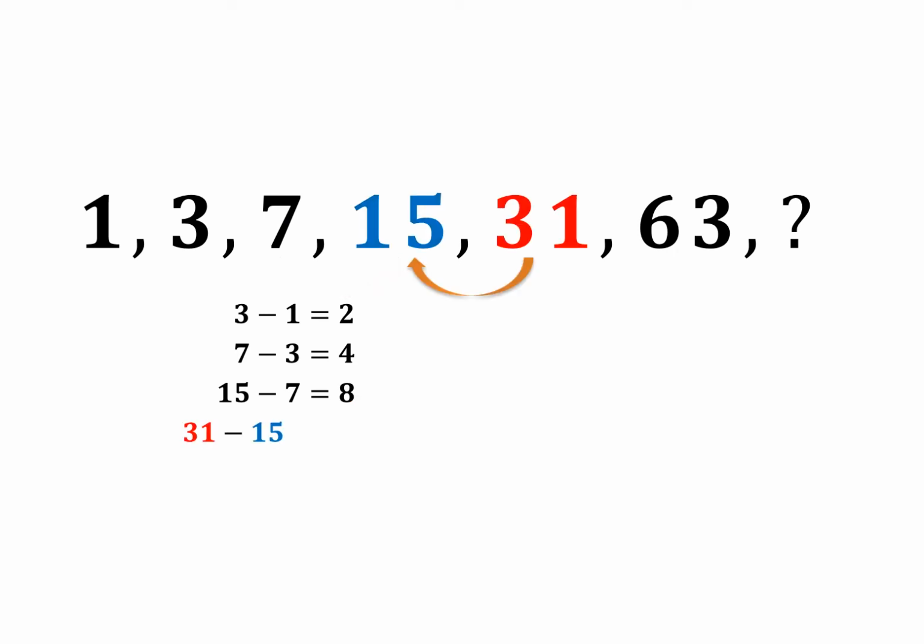Consider next two terms. 31 minus 15 will be 16. Consider next two terms. 63 minus 31 will be 32. Now, look at the trick to solve this.